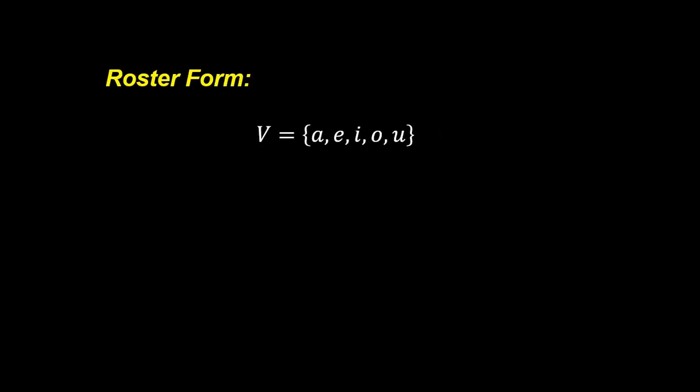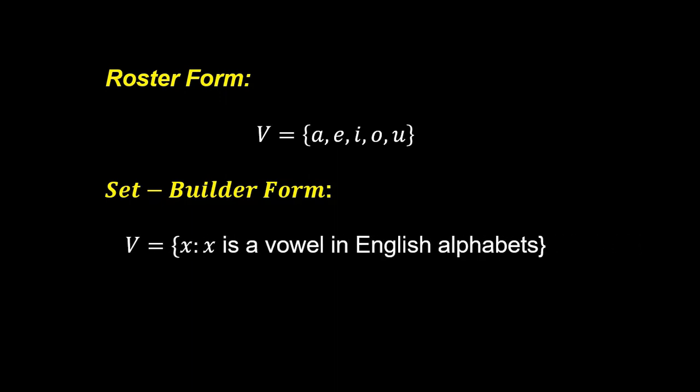Now there are two ways of representing a set. One is roster form and second is set builder form. In roster form, all the elements of a set are listed. So V is equal to, enclosed within braces, A, E, I, O, U. In set builder form, we describe the element of the set by using a symbol x. So we write V is equal to x such that x is a vowel in the English alphabet. Now all these elements A, E, I, O, U possess a common property that they are vowels in the English alphabet and no other letter has this property.